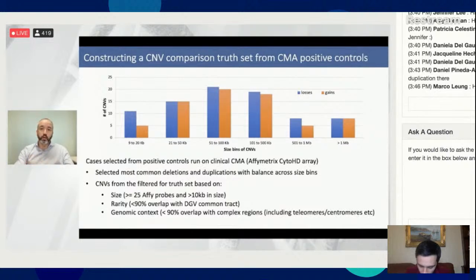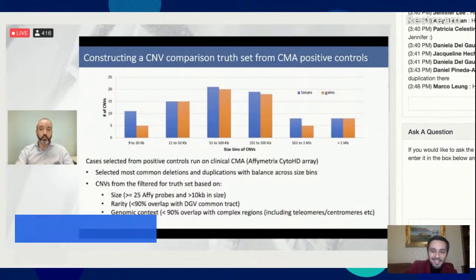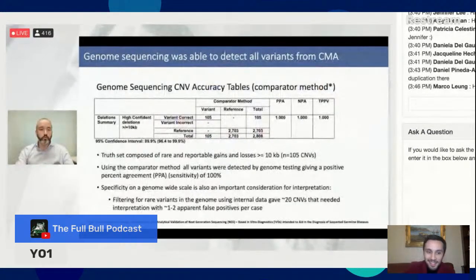So we filtered based on size, making sure that there were enough Affy probes for us to find them, greater than 10 kb in size. So this could be laboratory dependent upon what you like to report out on. We also made sure that they were rare variants, and then we made sure that we weren't looking at variants that had a really large overlap with some of these more complex regions. So this was our final true set.